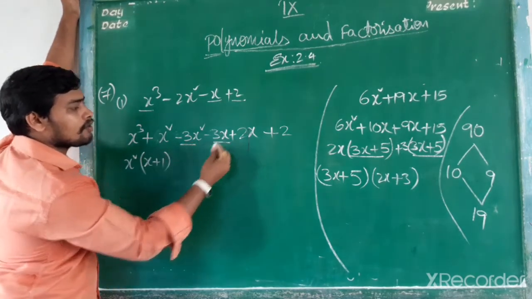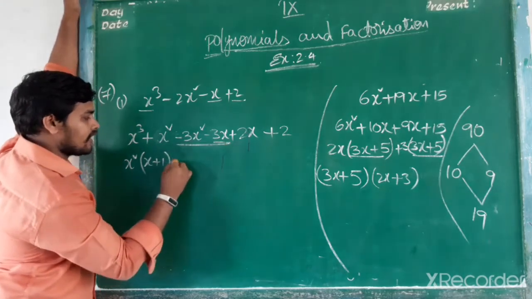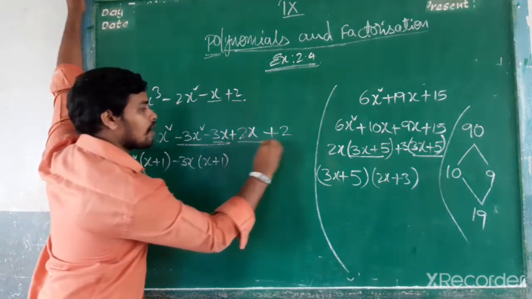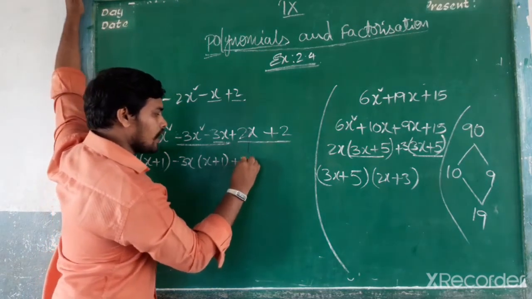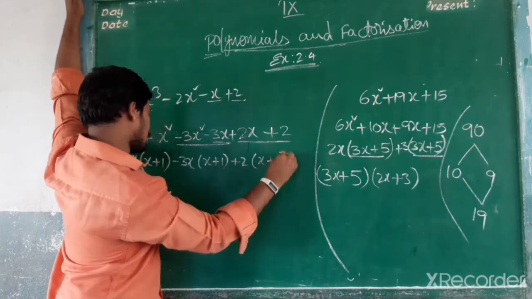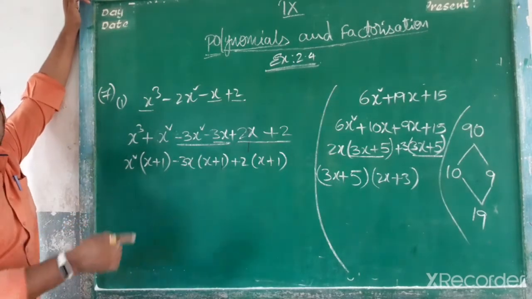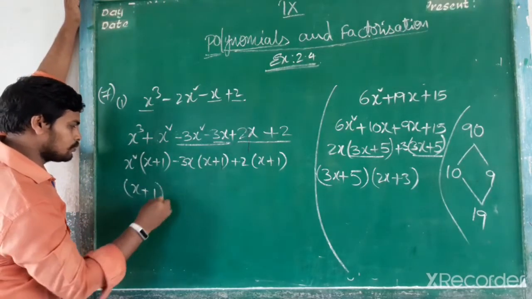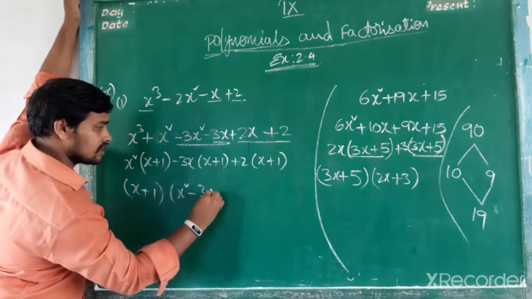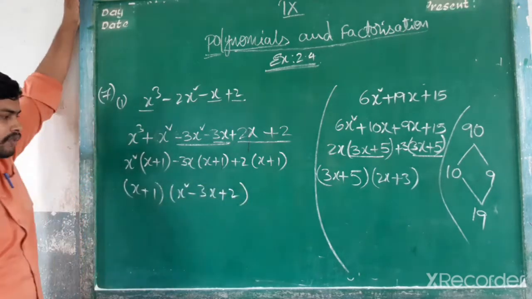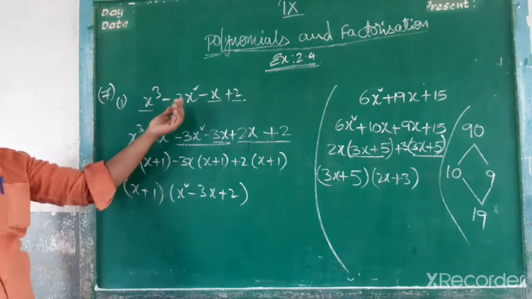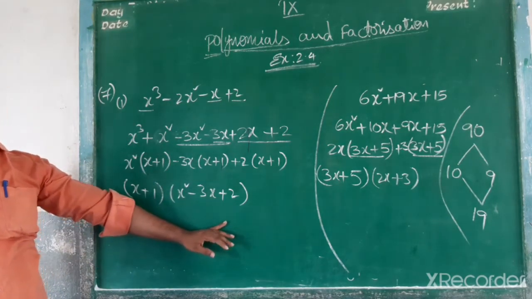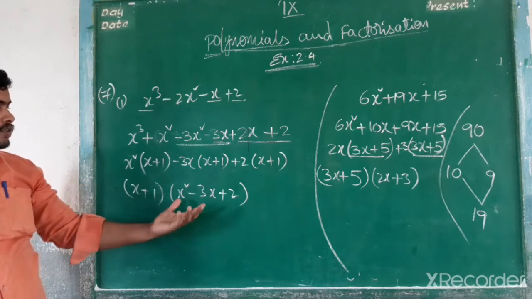What is the common factor here? Minus 3x. So x plus 1. What is the common factor here? 2x. Sorry, 2. X plus 1. Here in all the terms, x plus 1 is the common factor. So x plus 1 into x square minus 3x plus 2. So we have already split the cubic polynomial into a product of a linear polynomial and a quadratic polynomial. Okay, it is very easy.